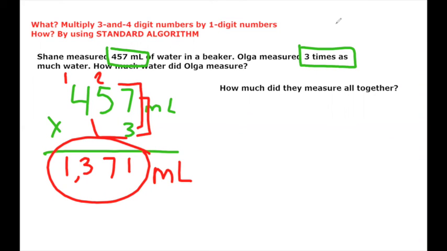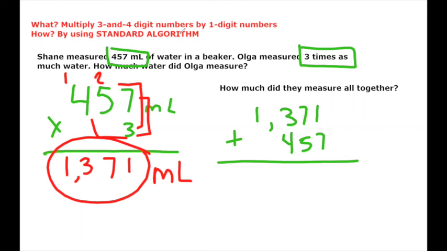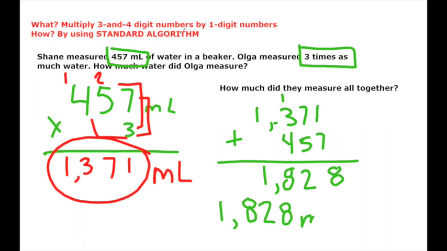So to do this, all we would have to do is add up what each of them measured. So let's take Olga's, because it's bigger. 1,371 plus 457. Remember, when we add, we always start at the ones place. So 1 plus 7 is 8. 7 plus 5 is 12. 3 plus 4 is 7, plus that 1 is 8. 1 plus nothing is 1. So together, they measured 1,828 milliliters.